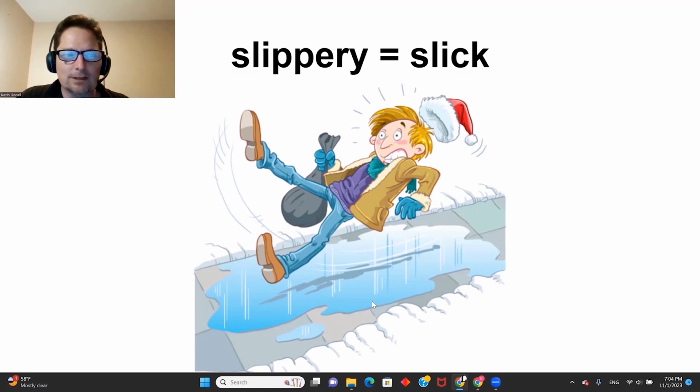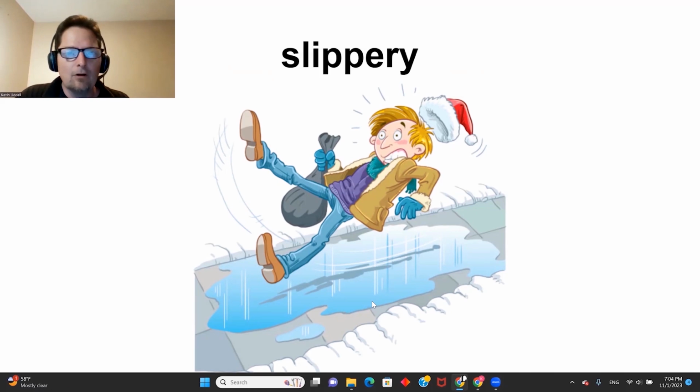We have two words. They both mean the same thing in this context. They're both adjectives. They're both descriptions. They describe the surface that he's walking on. The surface is slippery, or I can say the surface is slick. It means it's smooth and dangerous to walk on. Slippery and slick. First, let's practice with slippery.